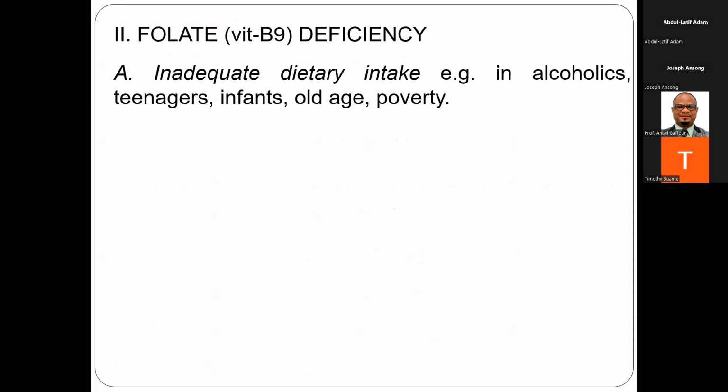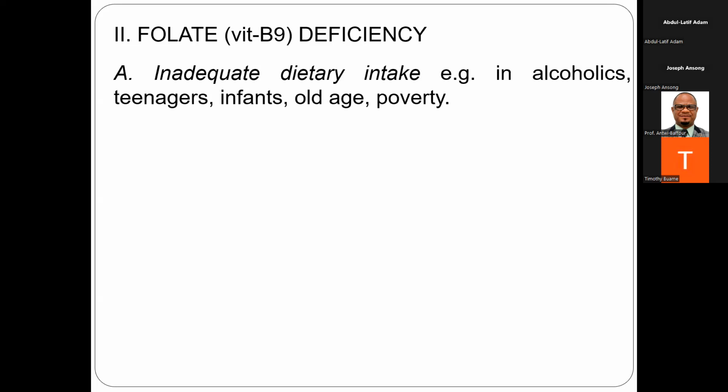The other deficiency is of vitamin B9, folate. That can also be a result of inadequate dietary intake in alcoholics, teenagers, infants, old age, and others. People in an alcoholic state forget to even eat. They take very little food. Teenagers eat on the go, they eat fast food, so they don't normally have time to get balanced food.